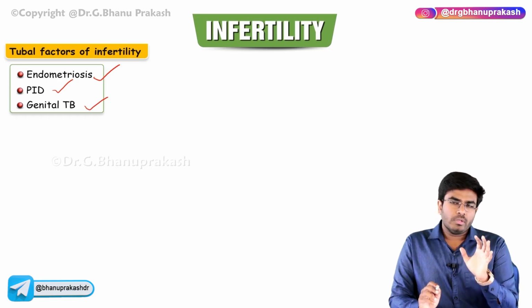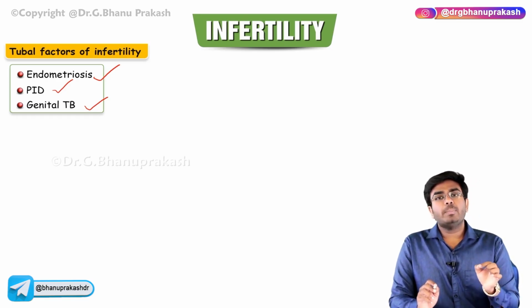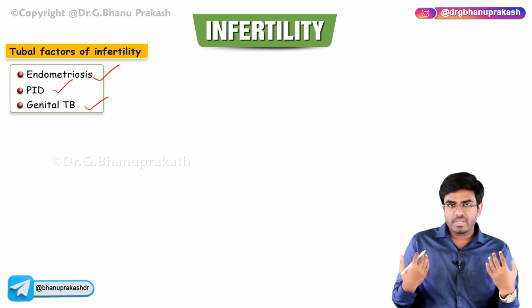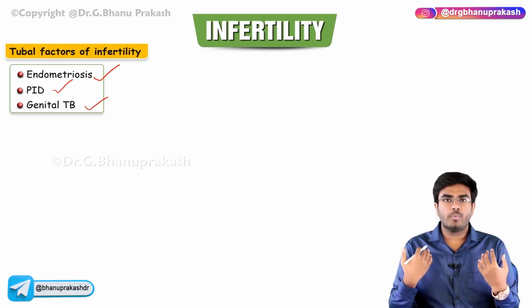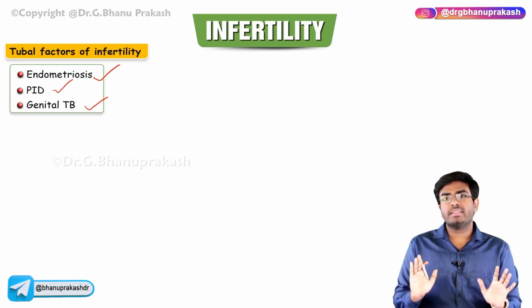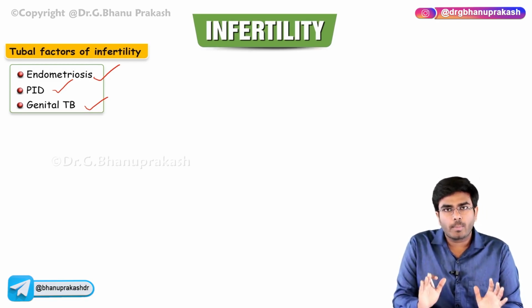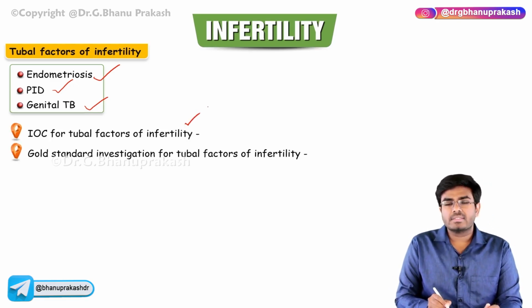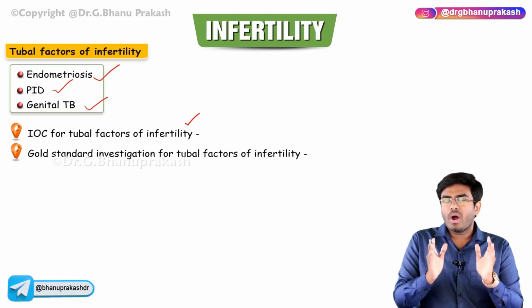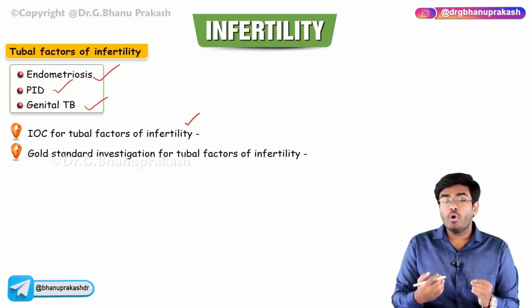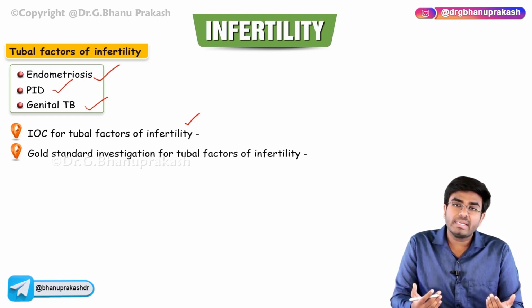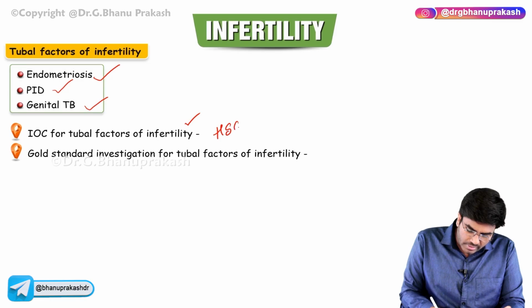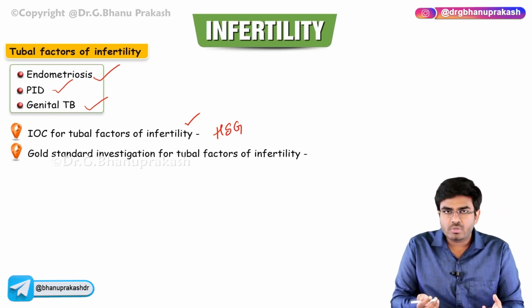Now you are just suspecting that a female might be having tubal blocks. Why? Because in her history, she might be having pelvic inflammatory disease or endometriosis or genital tuberculosis. You are suspecting that she is having a tubal block. So what is the investigation of choice for tubal factors of infertility, or what is that investigation with which we can know whether the fallopian tubes are patent or not? The investigation of choice is hysterosalpingography.